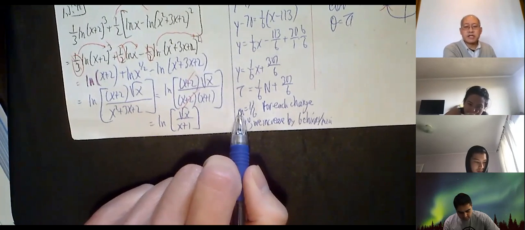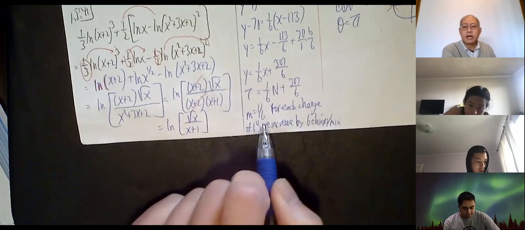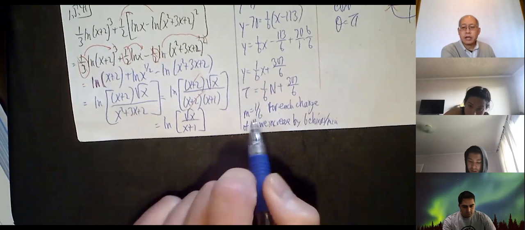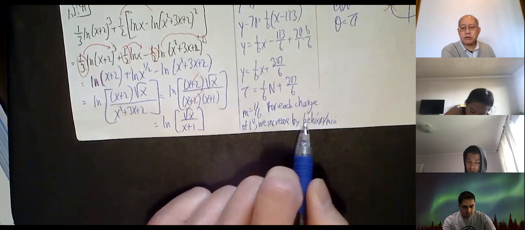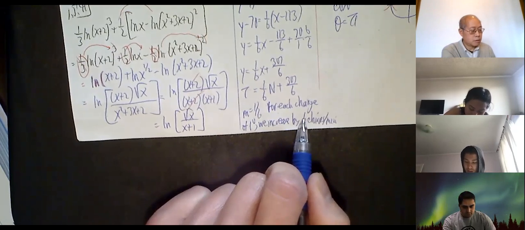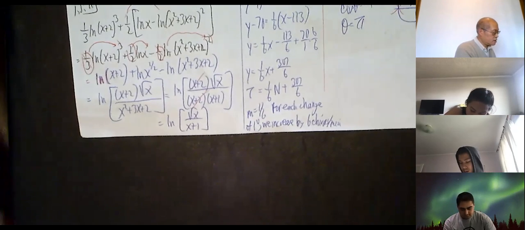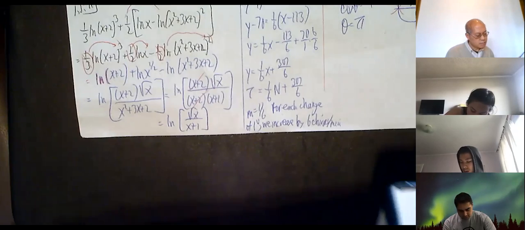Okay, the slope is 1/6. It asks what's the significance. For each change of 1 degree, we increase by 6 chirps per minute. So you increase the temperature by 1 degree, the bird's going to chirp faster by 6 chirps per minute. Okay, so that's that.